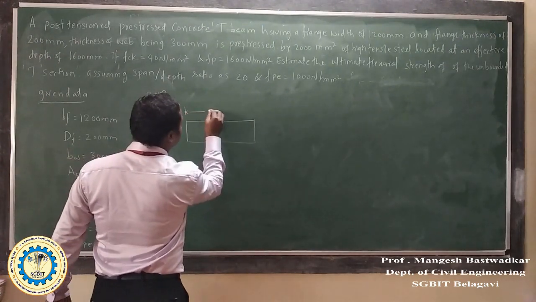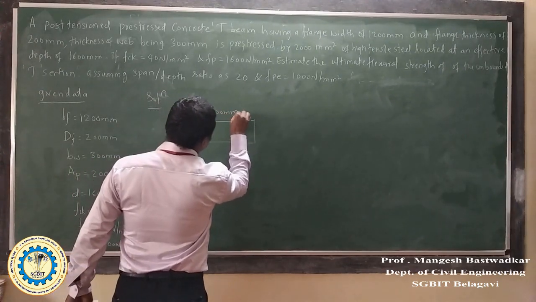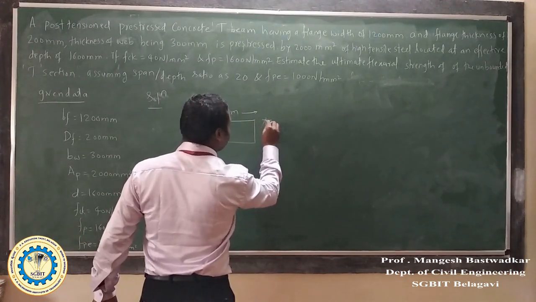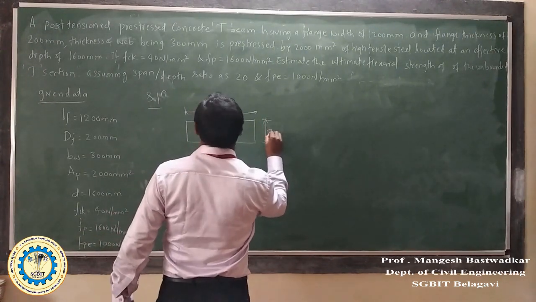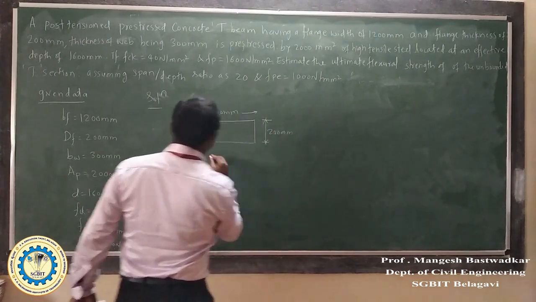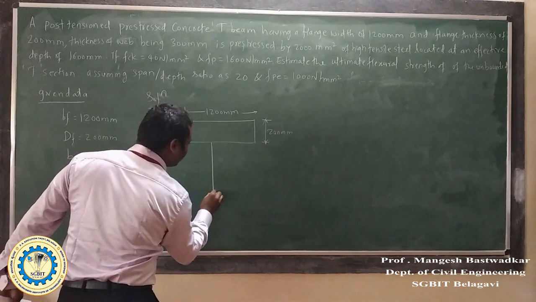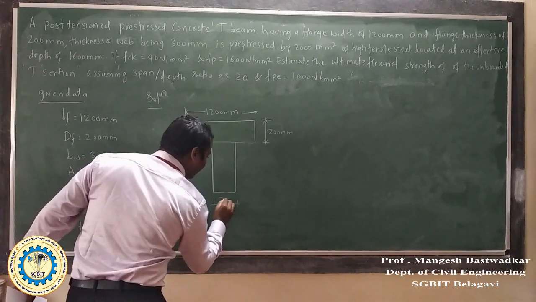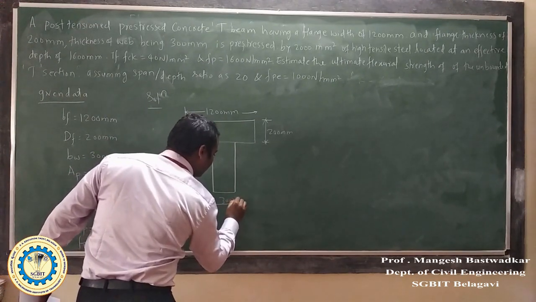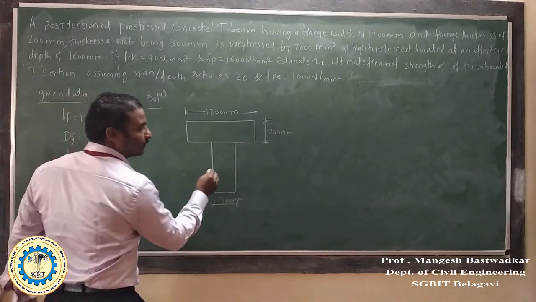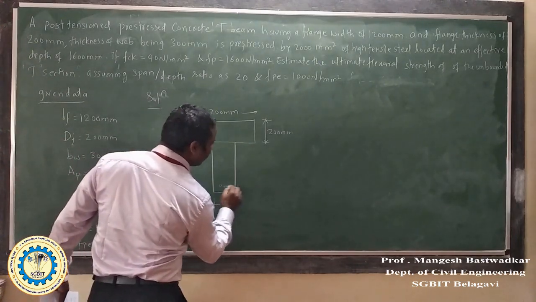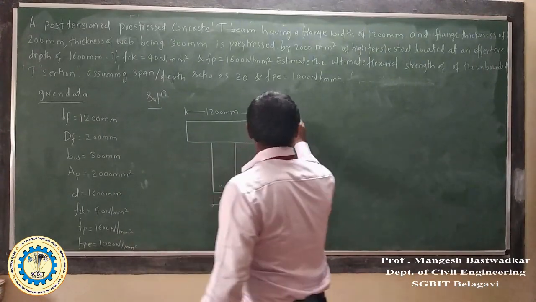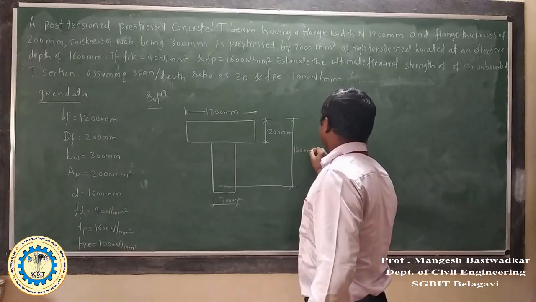The width of the flange is 1200 mm. Then thickness of flange is 200 mm. Then width of the rib is given, this is 300 mm. Now the reinforcement location is given, the effective depth. So this is effective depth, 1600 mm.